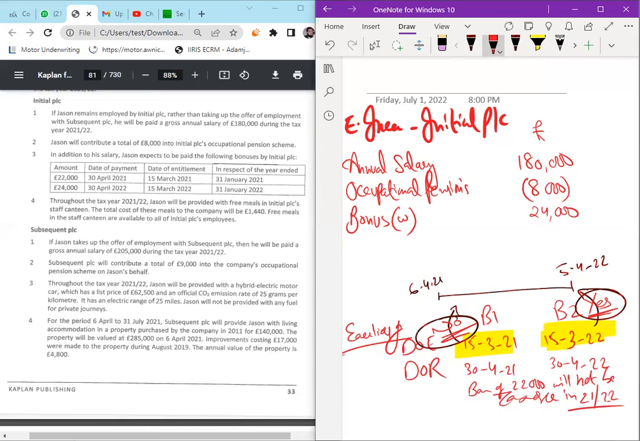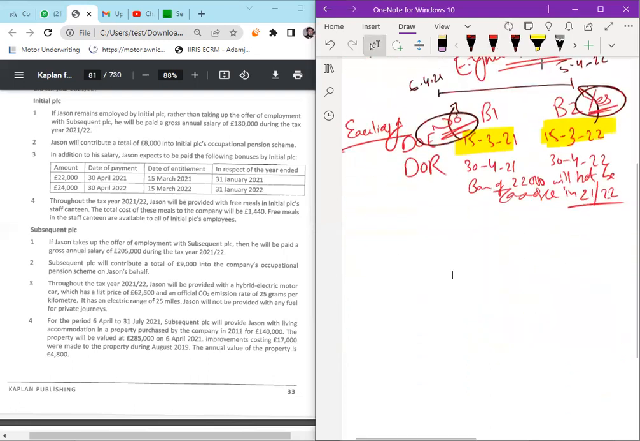Then note number 4. Throughout the tax year, JASON was provided with free meals in initial PLC staff canteen. Please recall your memory. We learned that staff canteen is an exempt benefit. So that's all. Employment income under initial PLC, we found out 180 minus 8 plus 24. So it's coming 196,000. Any questions you can ask me through WhatsApp.